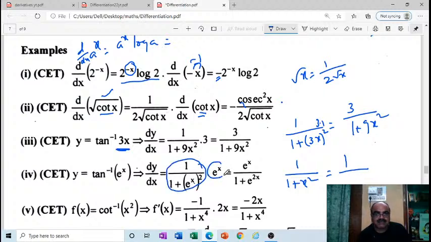And then further, with the help of chain rule, the e power x is differentiated. E power x differentiation is e power x. So what do you get as the answer? E power x by 1 plus, see this is a power m whole power n, that is a power mn, e power 2x.